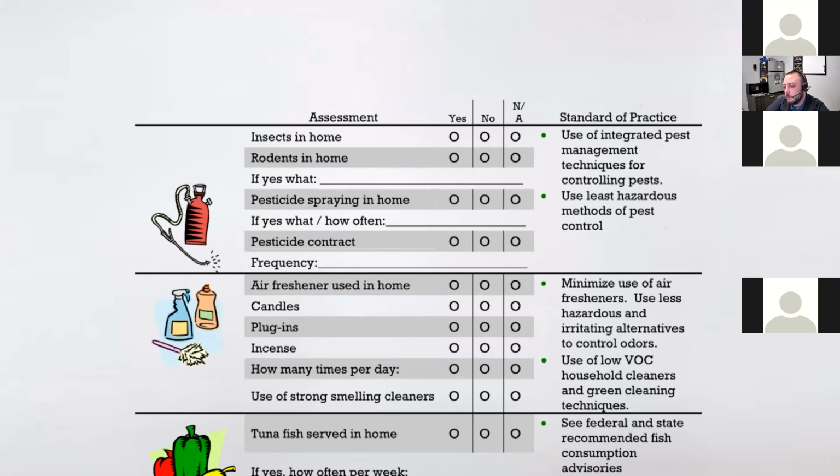When it comes to people with COPD and asthma, are they using a lot of air fresheners in the home, candles, incense, any of that stuff that may aggravate their health condition? Make sure you explain to them that if they were to use less abrasive air fresheners or cleaners, it would probably help with their health condition.